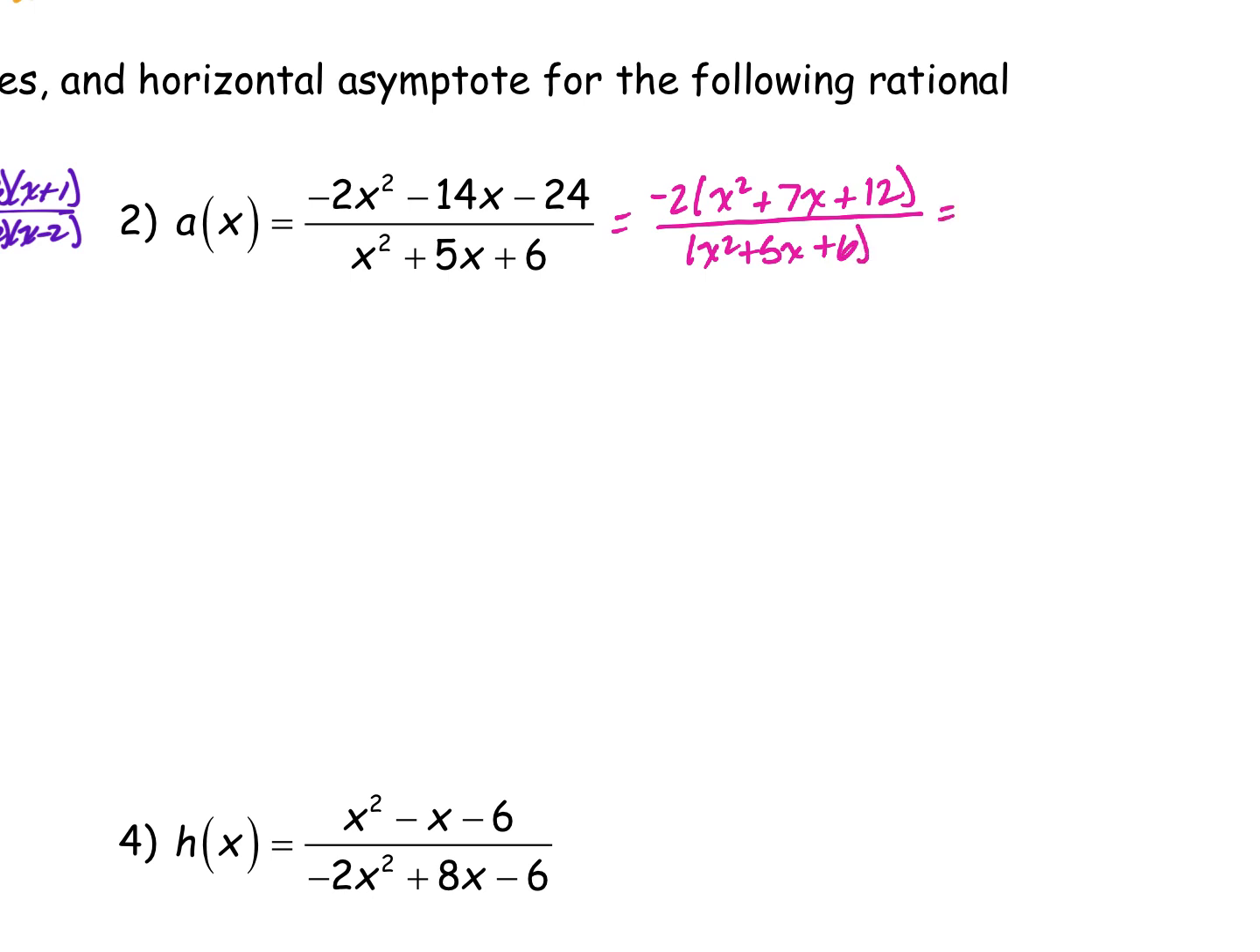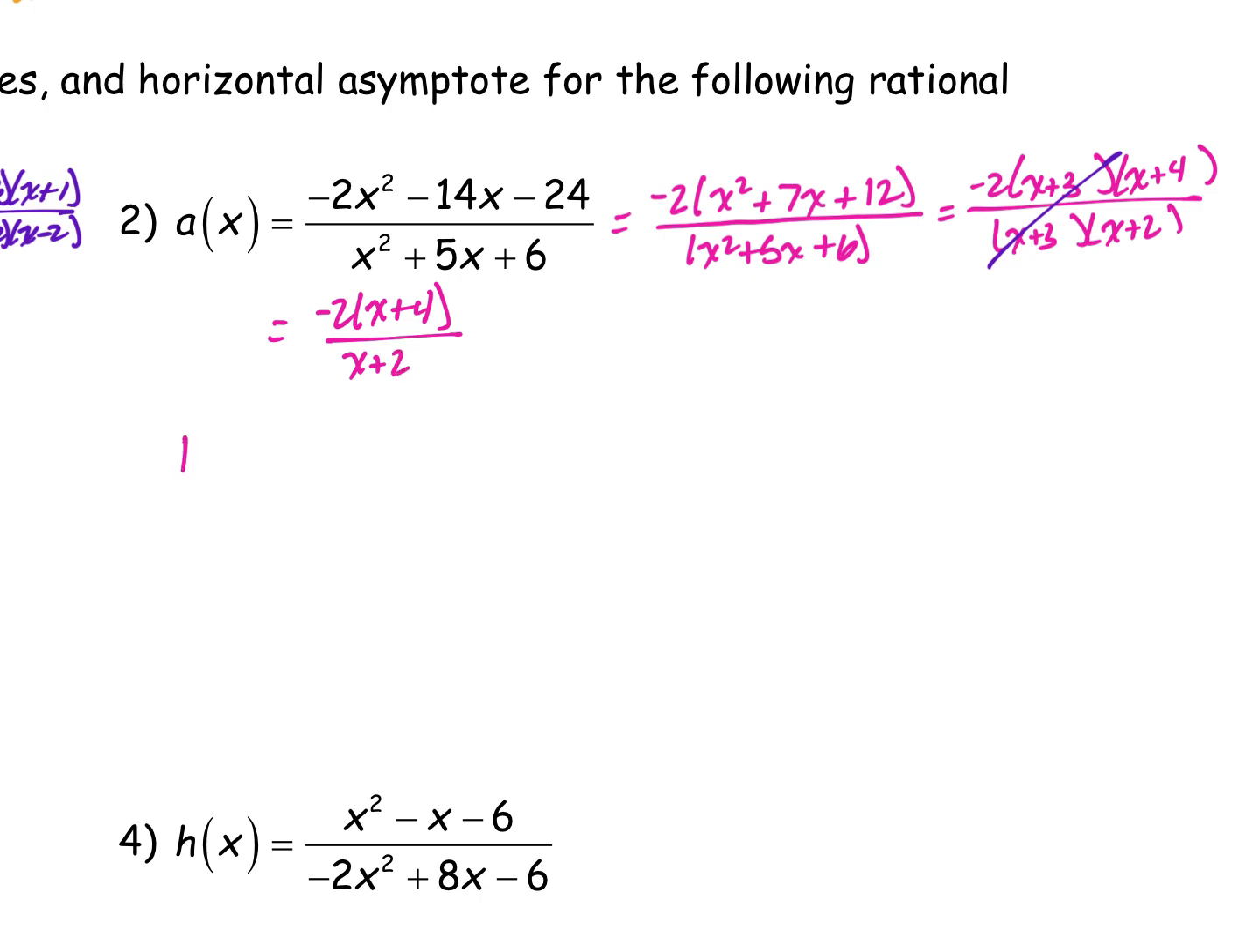And then, let's see, negative 2, 3 and 4. Yeah, 3 and 4. x plus 3 and x plus 4 divided by x plus 3 and x plus 2. So the x plus 3's go away, and my equation simplifies to negative 2 times x plus 4 all over x plus 2.